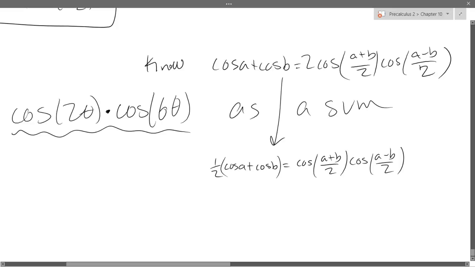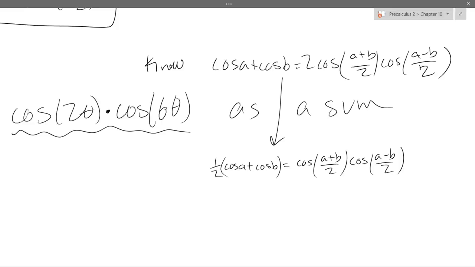Is that font too small? No? All right. Your eyes are a lot younger than mine.